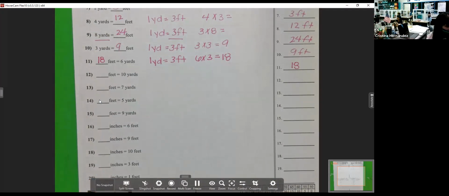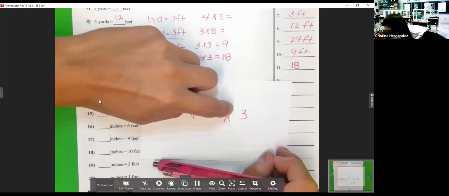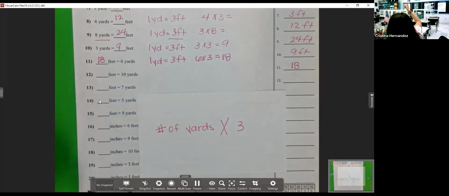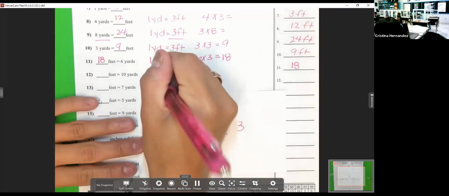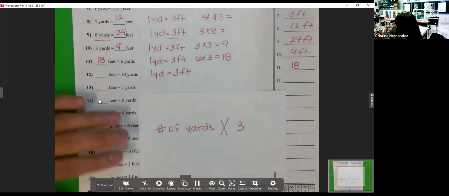It's like a formula. Let me see. The number of yards times 3. So it's like a formula. Let me show you the formula. So it would be the number of yards, which would be 6 times 3. That's all you're doing. So how many feet are in 1 yard again? 3. So 1 yard, come on, y'all writing this down, equals 3 feet.